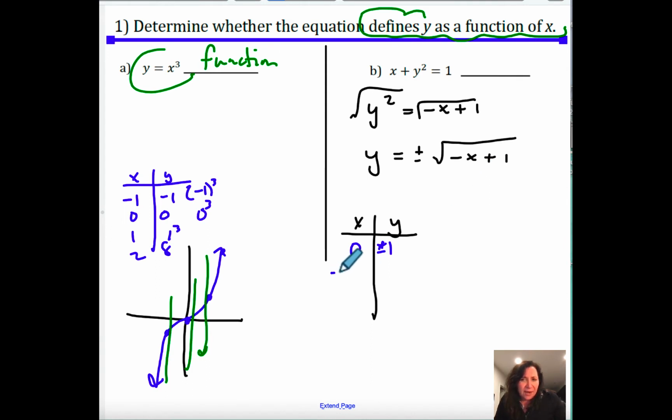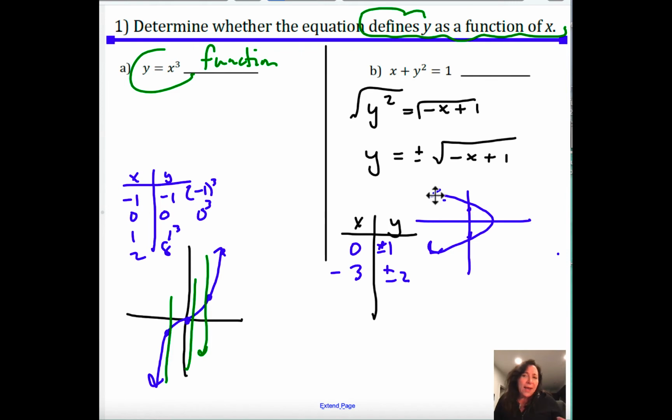If I plugged in -3, I get the opposite of -3, which is 3. Add 1, so 3 plus 1 is 4. And then the square root of 4 would be plus or minus 2. So just with those 2 points, what would this look like? This would look like a graph like this. We have 0, plus or minus 1, and we have -3, plus or minus 2. And so it kind of looks like it does something like this, probably like that, right?